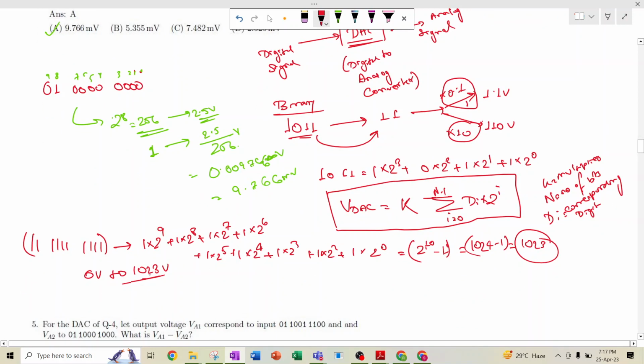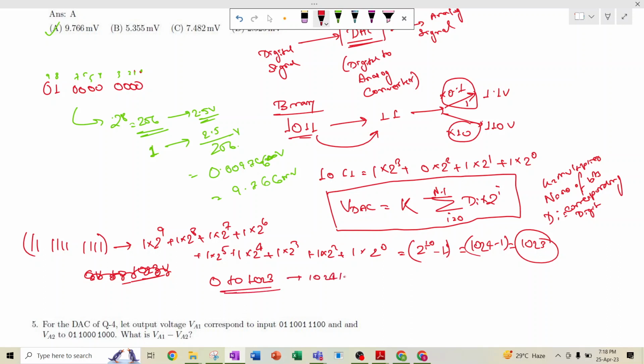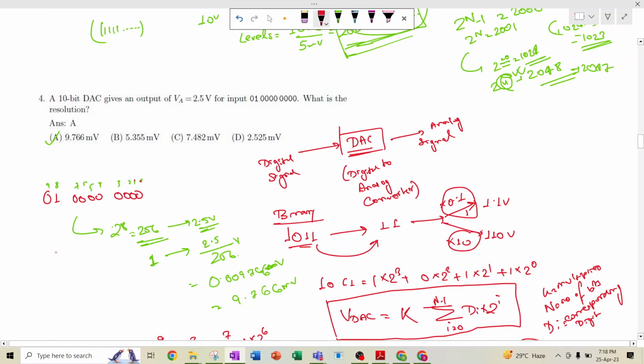Now if the resolution is 1 volt, we can say in other words that there are 0 to 1023 levels, that means a total of 1024 levels. Among these, if this 256 levels denote 0 to 2.5 volts, then a single level will denote 2.5 divided by 256, which is 9.766 millivolt. So that is the answer.